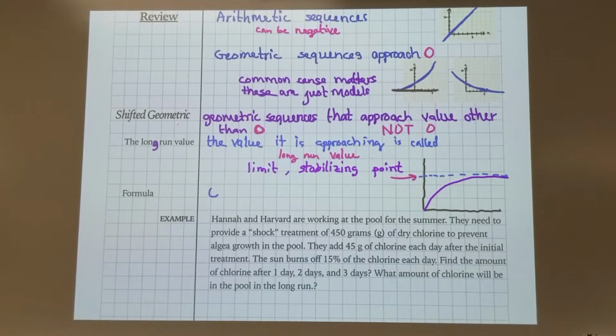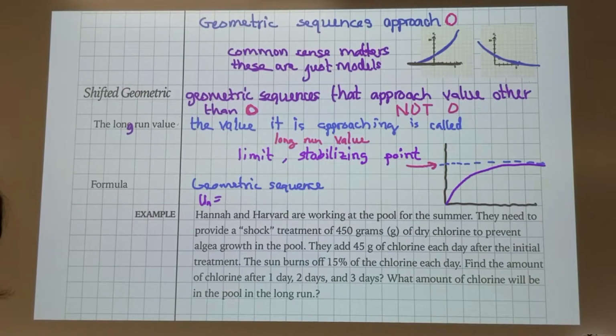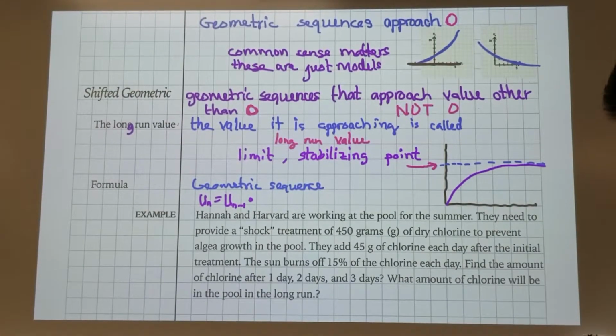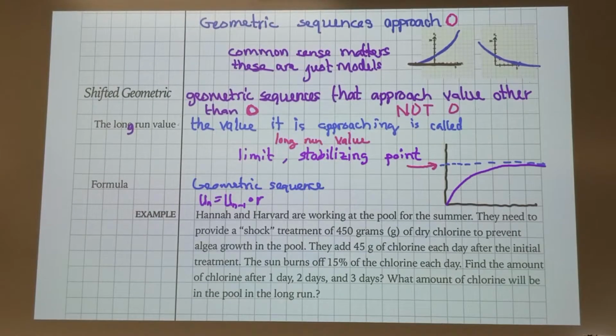So, geometric sequences look like what? What's the general form of a geometric sequence? We're talking the u sub n, the rule. What does the rule look like? U sub n equals U sub n minus 1 times the ratio. The ratio is 1 plus something or 1 minus something. But it's just times the ratio.